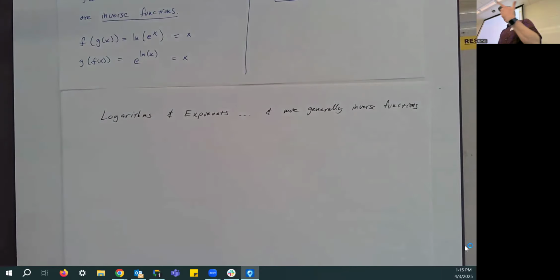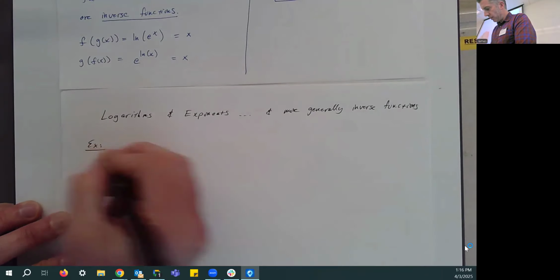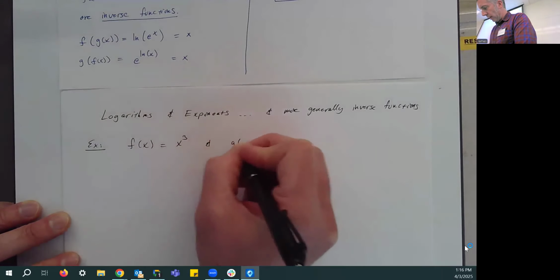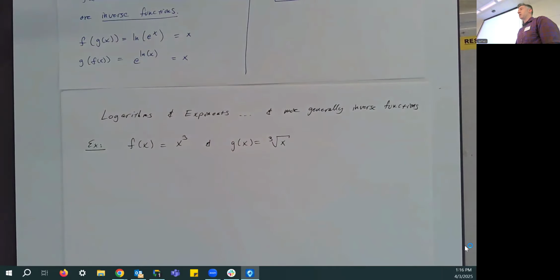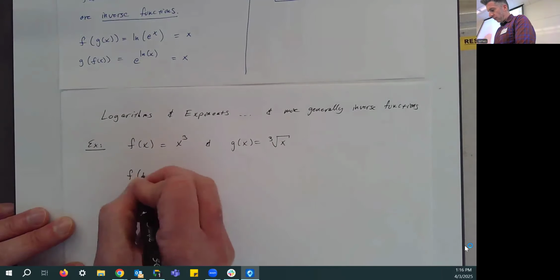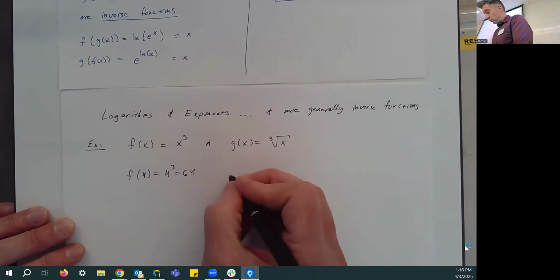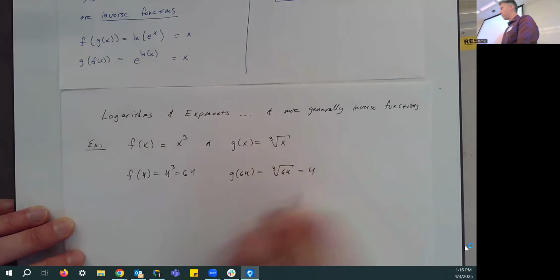So as I was saying before, inverse functions undo each other. That's kind of the biggest thing to know about them. Here is one of my favorite examples. F of x equal to x to the third and g of x equal to the cube root of x. These two functions each undo exactly what the other one does. For example, f of 4 is 4 cubed, which is 64. And g of 64 is the cube root of 64, which is exactly 4.